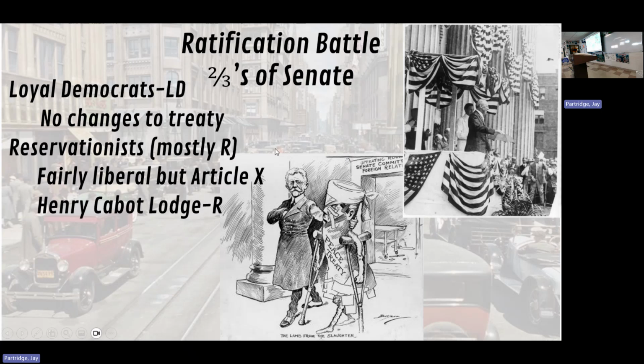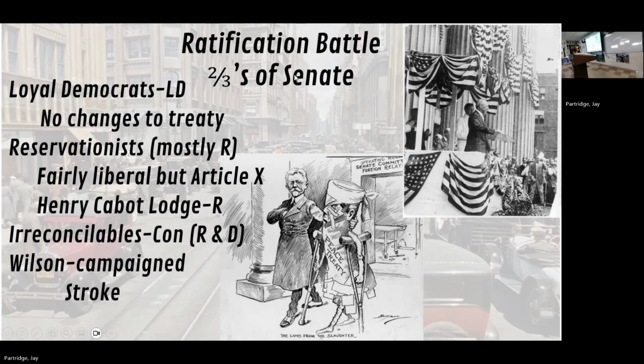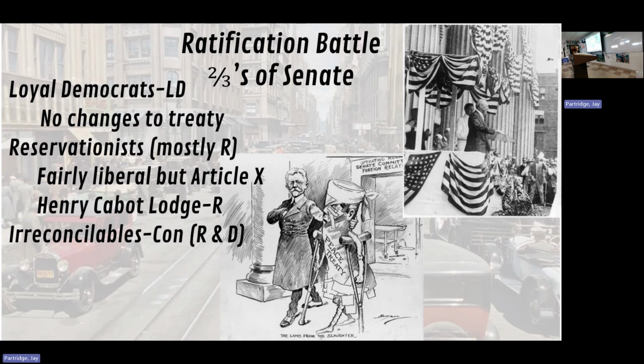And then the last group, irreconcilables. They were conservative completely. They're isolationists, totally opposed to the treaty. Mostly Republicans, but there were a lot of Democratic irreconcilables. And I want to be clear, no treaty, no changes. Stuck with Wilson.